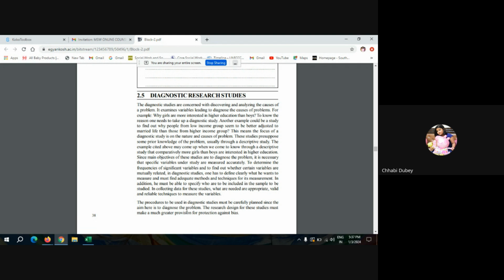These studies presuppose some prior knowledge of the problem, usually through a descriptive study. Generally, you will find that there is always a descriptive study which has already happened, which has given us a brief background about the problem, and then we use diagnostic research to find out more about the problem, to analyze the basic causes of the problems.